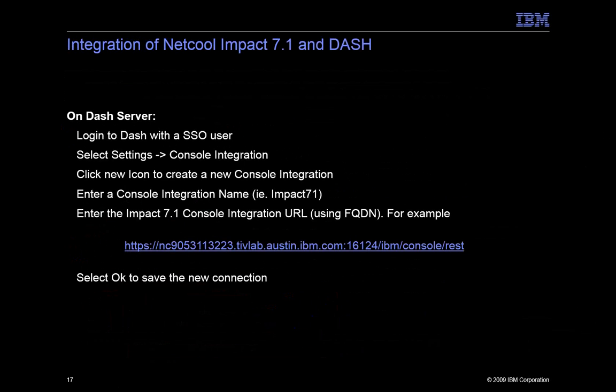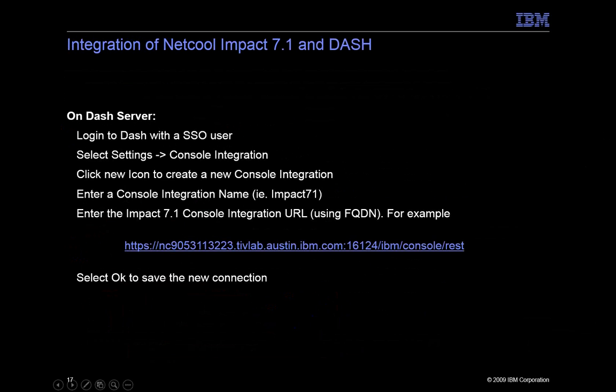Then you're going to go under Settings, Console Integration. You're going to click a new icon, enter the console integration name. In this case, you can choose anything you want. In my case, I chose Impact 7.1. Then you enter your Impact 7.1 console integration URL. Again, use the fully qualified name, for example.